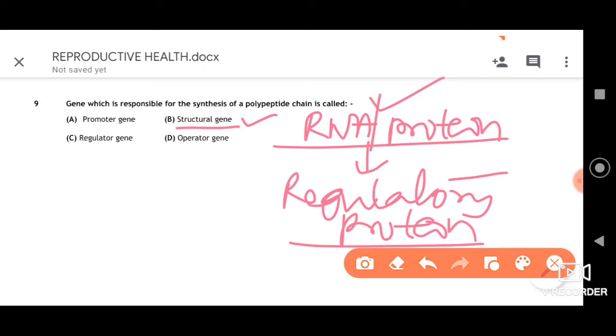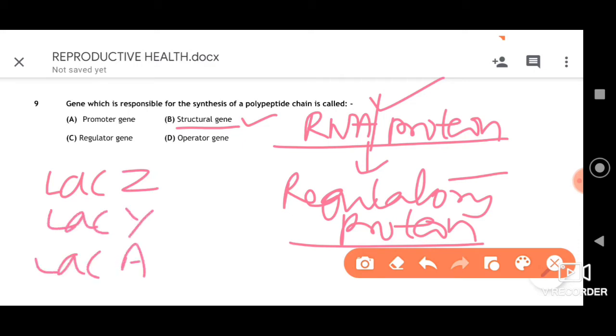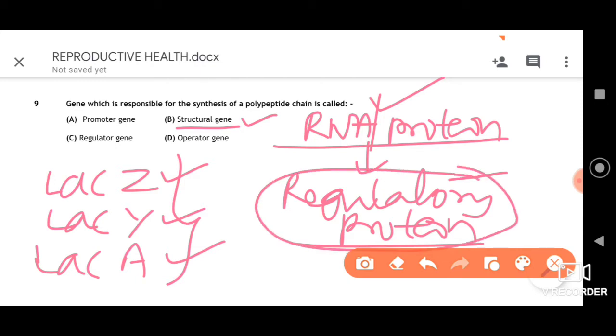So for example, when we speak about the lac operon concept, the structural genes are lac Z, lac Y, as well as lac A, which produce various types of enzymes. For example, lac Z produces beta galactosidase, lac Y produces permease, and lac A produces transacetylase. Like this, various enzymes are being produced, but that should not be the regulatory protein. Whatever it produces, it will not act as a regulatory protein.